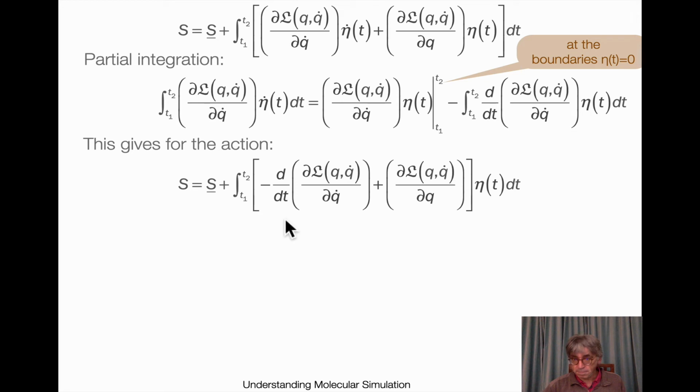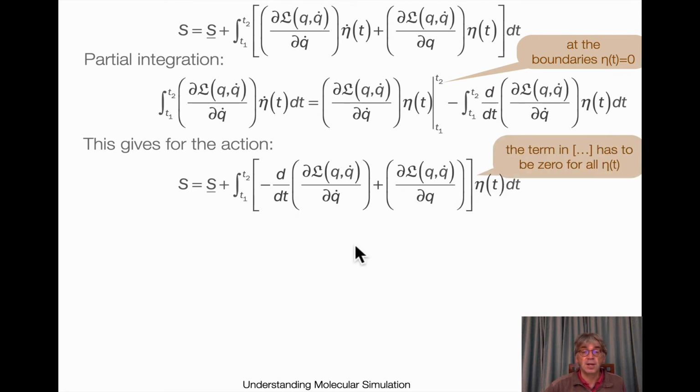So this term needs to be 0. If this term is 0, then for every single eta, independent of eta, we have the true paths.